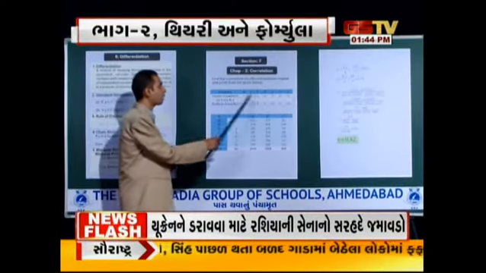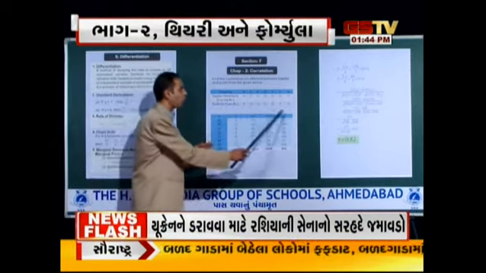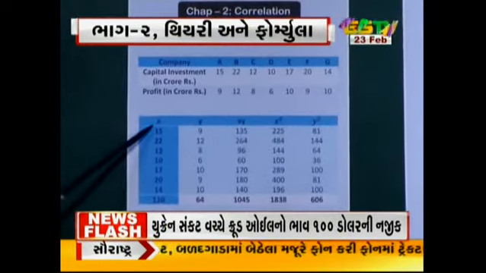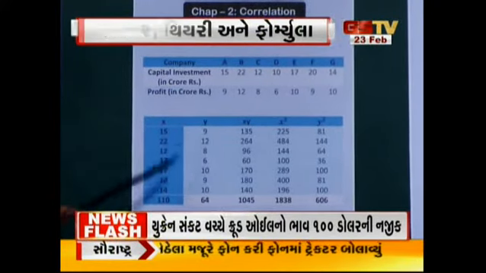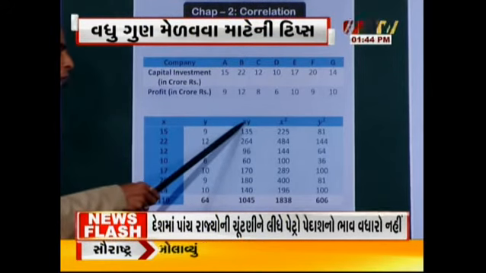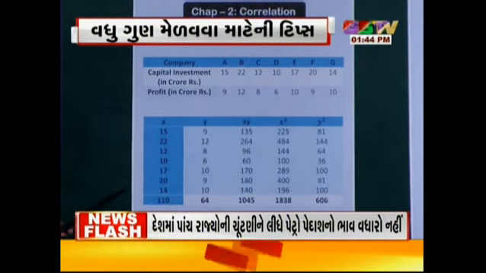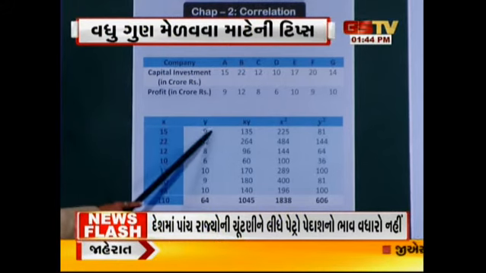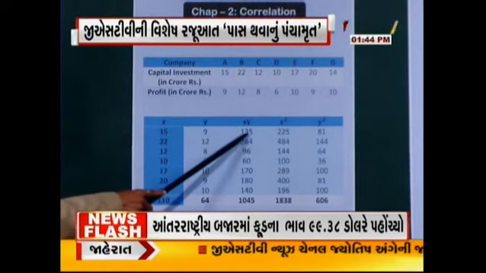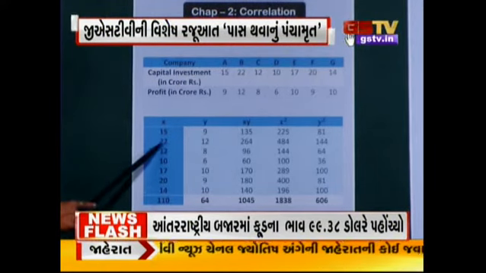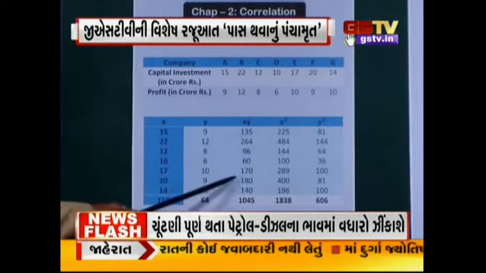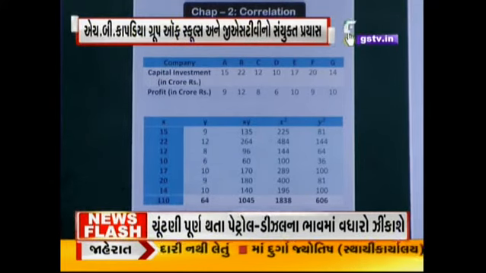In the example of correlation, first you have to prepare this table. In this table, first you have to write the X variable vertically, then after that the Y variable. Now in the third column you have to write XY. It means it's the product of X and Y. Suppose here you can see 15 into 9, 135. 22 into 12, 264. Similarly, you have to find the product of each X and Y.